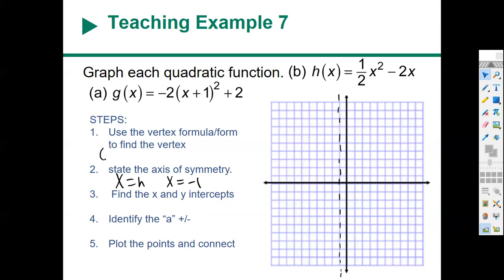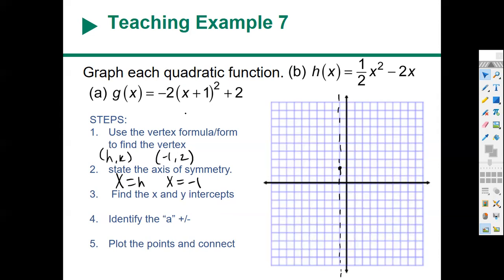Oh, I skipped a step. Identify my vertex. Where's my vertex at? -1 and +2. So there's my vertex. So we got our vertex, our axis of symmetry. Then we're going to find x and y intercepts. To find your x and y intercepts, that means you're plugging in 0 for one or the other. Does that make sense? Okay. To find my x-intercept, I would be plugging in 0 for y. To find my y-intercept, I would be plugging in 0 for x.